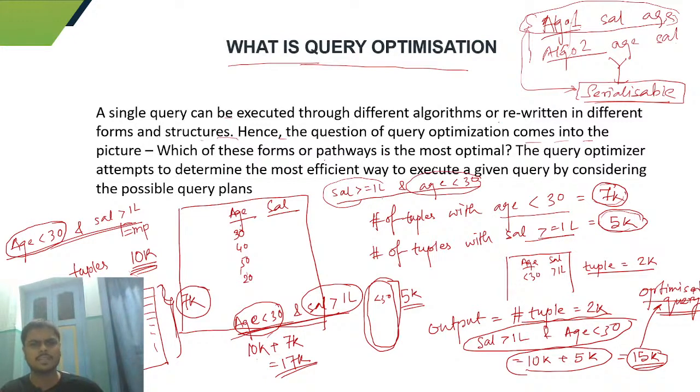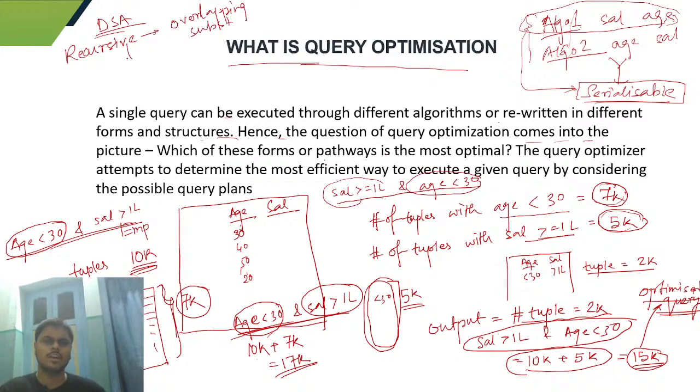You may have seen that we do some optimization in DSA too. What we do first is write the recursive solution, right? If the recursive solution contains overlapping substructures, then we go to a step called memoization.